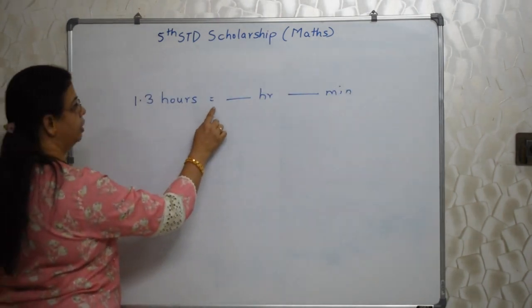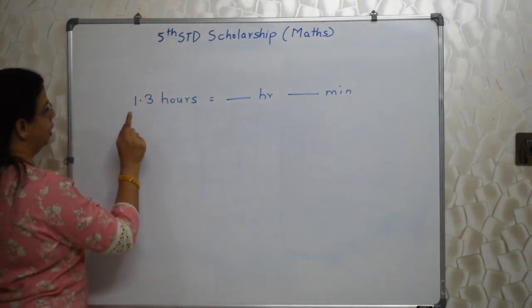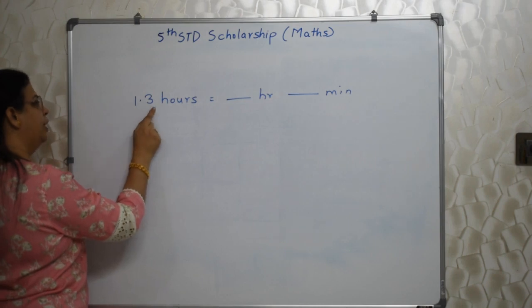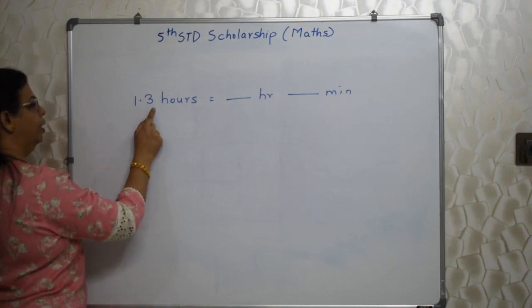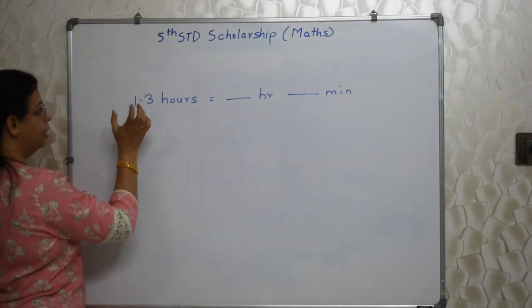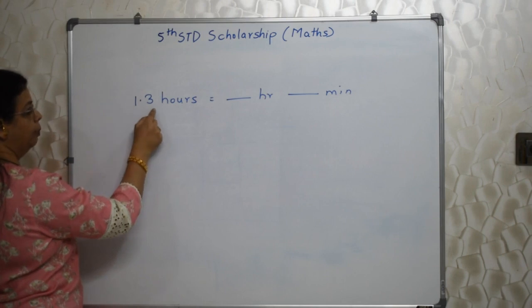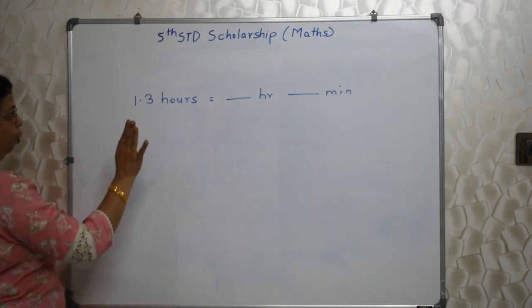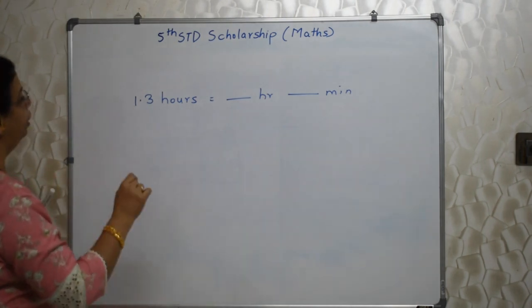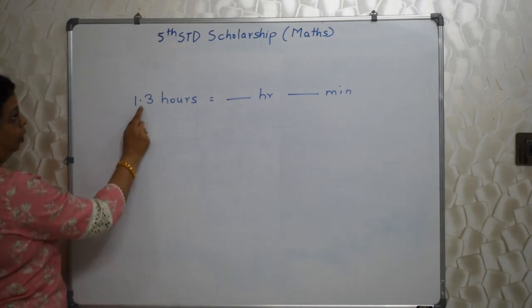1.3 hours is equal to how many hours, how many minutes? Many times I have seen students saying that this is 1 hour 3 minutes or 1 hour 30 minutes. No, this 1.3 hours is written in decimal form. This is not 1 hour 3 minutes or 1 hour 30 minutes. No, this is 1.3 hours. So there is no tension as far as this 1 hour is concerned. We are more worried about this 0.3.